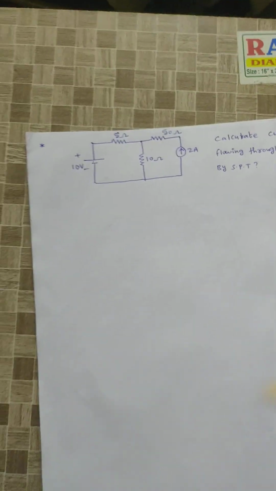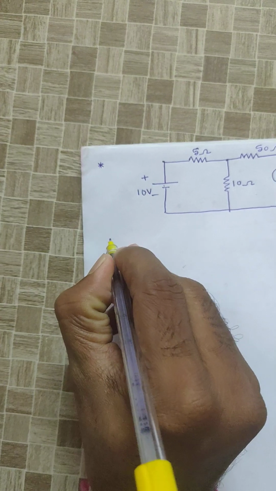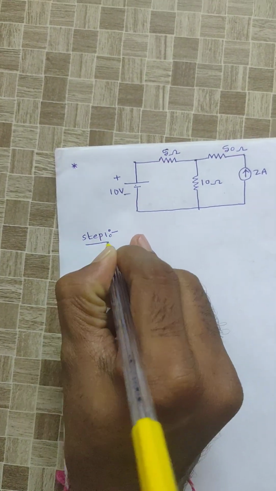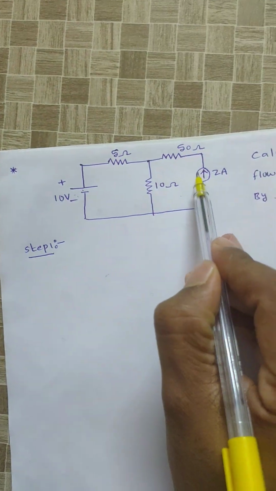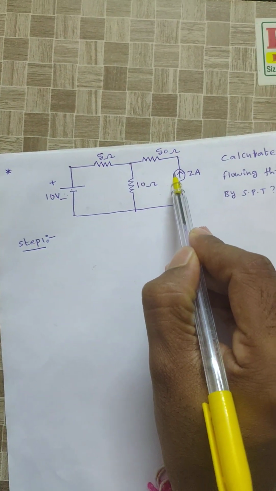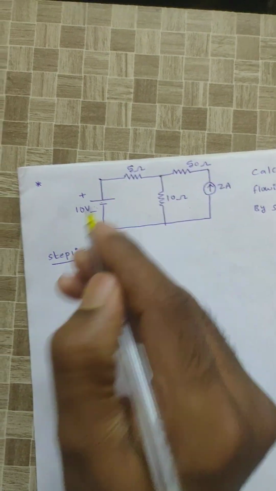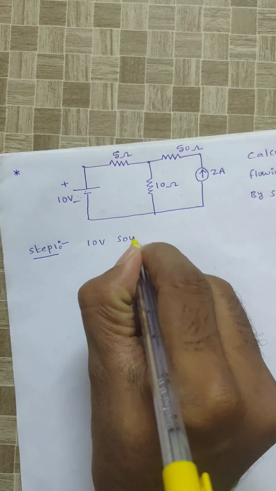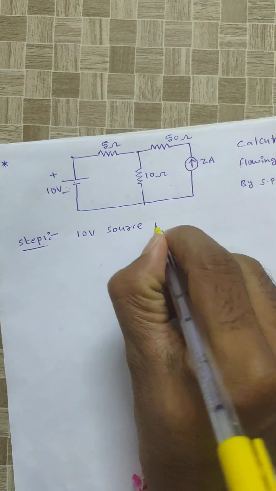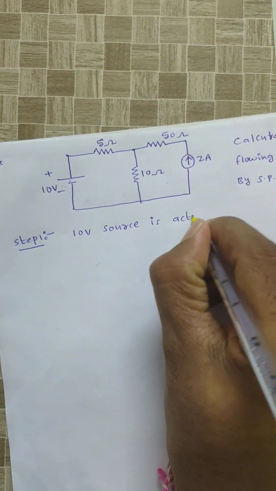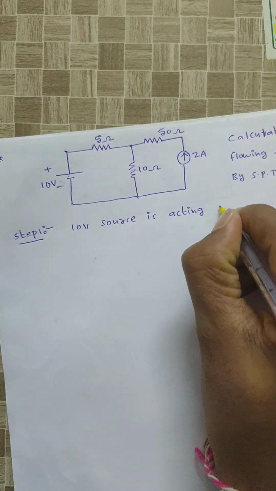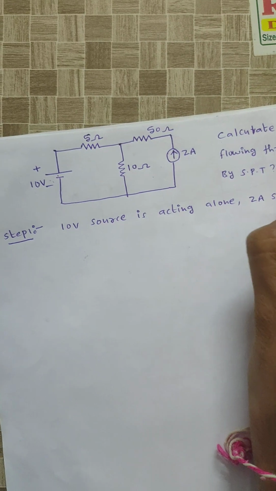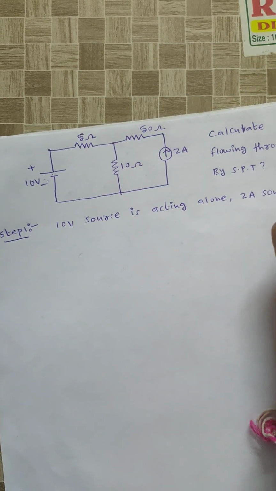That means by using superposition theorem, step 1: the circuit has only 2 sources, right? Hence 2 cases are possible. If the circuit has 3 sources, then 3 cases are possible. Step 1, or case 1: the 10 volt source is acting alone. Then the remaining source, the 2 ampere source, is replaced by an open circuit.